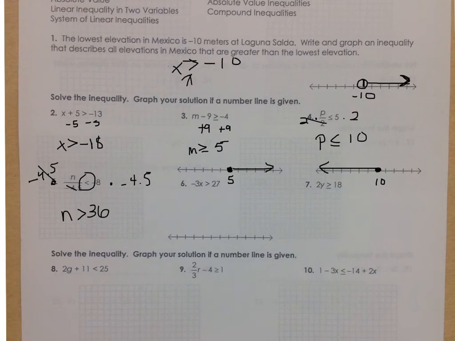On number 6, we need to divide by negative 3. Once again, remember that if you divide by a negative, your inequality has to change directions. And this one has a number line, so I'm going to put negative 9 right here. This would be an open circle pointing to the left.